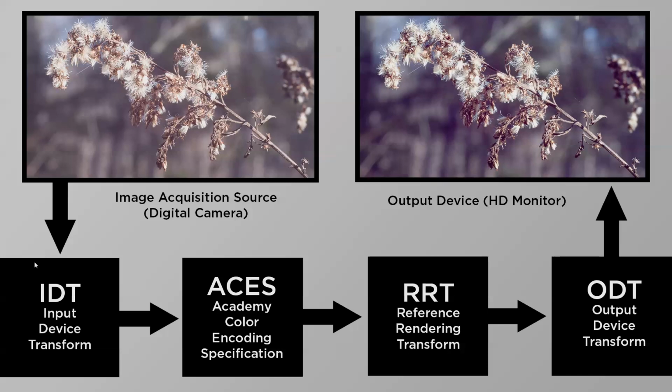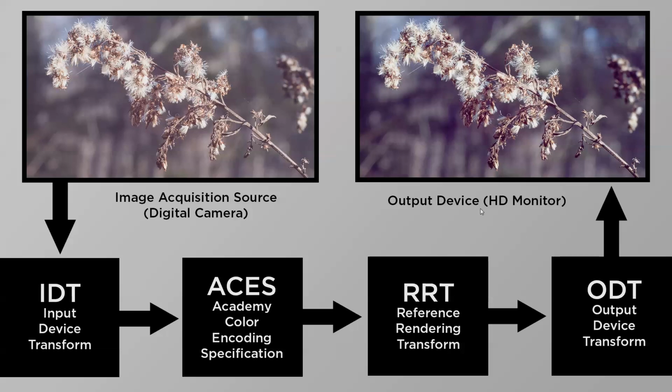We need to apply the proper input device transform to that footage to convert it into the ACES color space, where we can do our color grading. And then we need to make sure that we select the correct ODT, or output device transform, so that footage is then properly formatted for whatever output device we might be viewing it on. In this case, our output device is an HD monitor.